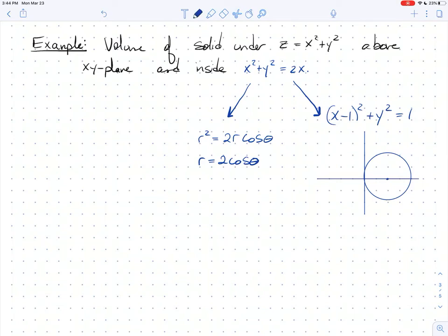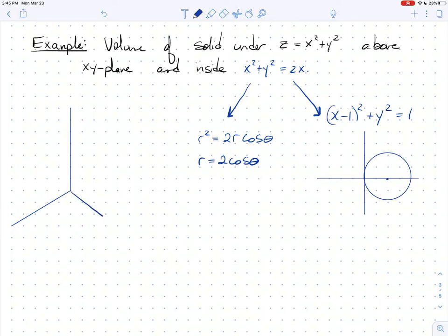Okay, so now let's try and figure out what's happening in 3 space. I want to be under this guy, above the xy plane. That's fine, I've got that. This is just a paraboloid, and I want to be inside this. Notice this guy doesn't have any z's, so you're just viewing this stretched in the z direction. This is just a cylinder. So I want to be inside the cylinder, above the xy plane, and under this guy. Not too hard to picture this in your mind, perhaps a little harder to draw it.